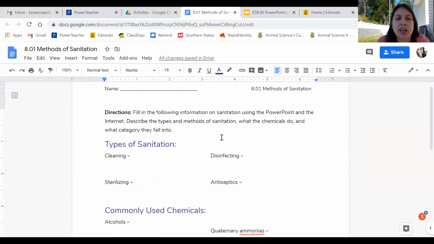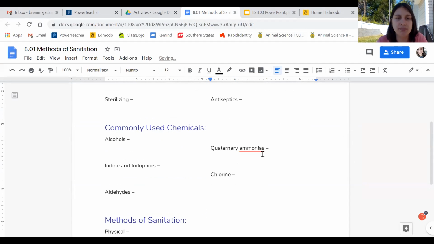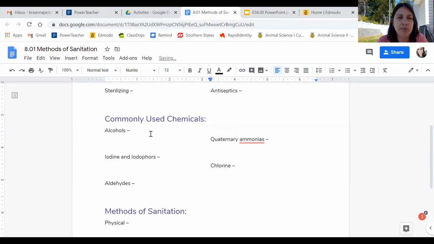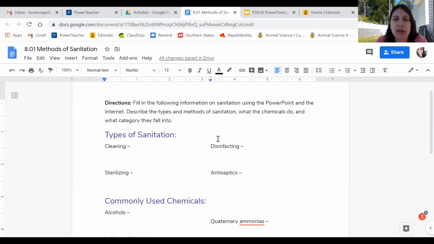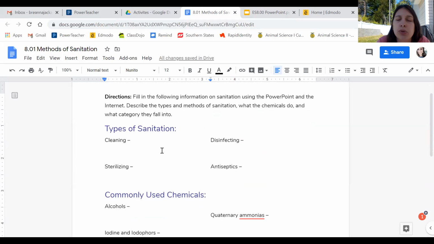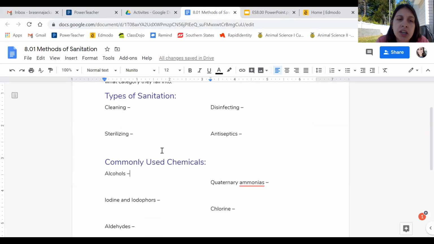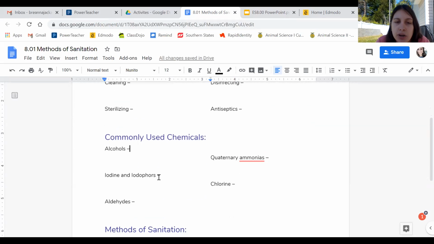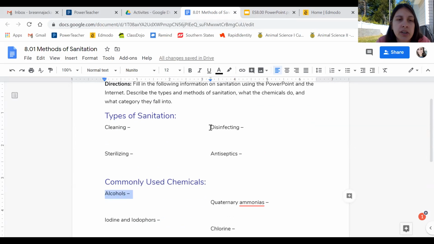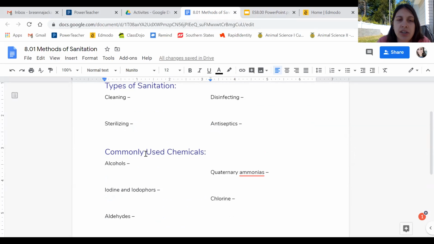You can use the PowerPoint or the internet, but you're just going to go through and briefly tell me what is cleaning and what is disinfecting. For the commonly used chemicals, tell me what the chemicals do and what they are used for. Do they fall into a specific category? Is alcohol only used in disinfecting? Is it only used in sterilization? Is it used all across the board?